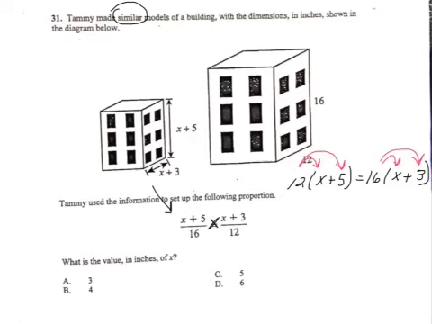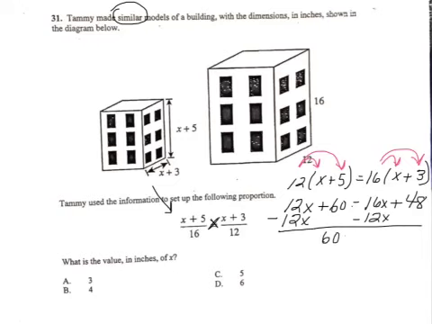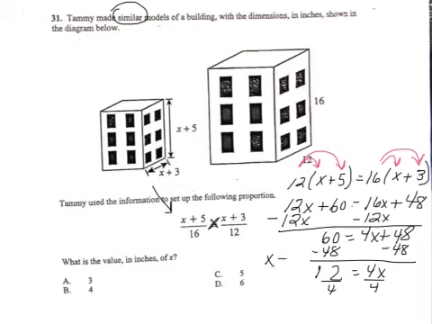So my first term is 12x plus 60, and on the right I have 16x plus 48. And you can solve this by subtracting 12x from both sides, and subtracting 48. And then dividing both sides by 4. So x is equal to 3. And then make sure once you solve for x that you go back and make sure that you're answering the question as it's been asked.